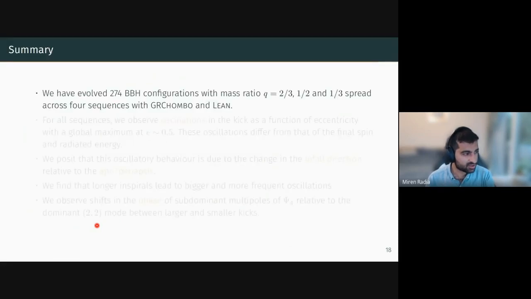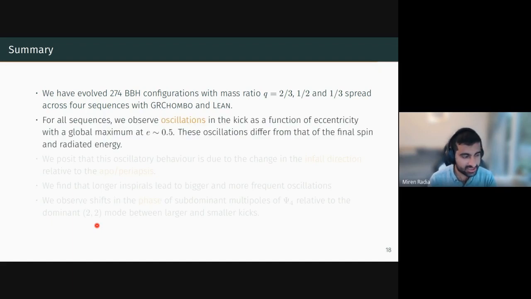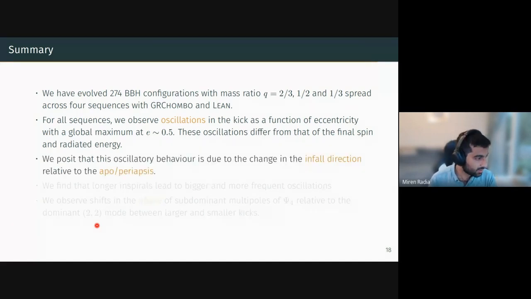Okay, so moving on to some conclusions. Just to summarize what we've done, we've evolved 274 simulations, so there's a lot of them, with mass ratios 2 to 3, 1 to 2, and 1 to 3, spread across 4 different sequences with 2 different codes, GRTeclyn and Lean. For all sequences, we observe oscillations in the kick as a function of eccentricity or the tangential momentum, with the global maximum at roughly e is 0.5. And these oscillations differ from those observed in the final spin and radiated energy. We posit that this oscillatory behavior is due to the change in the infall direction relative to the apo or periapsis.